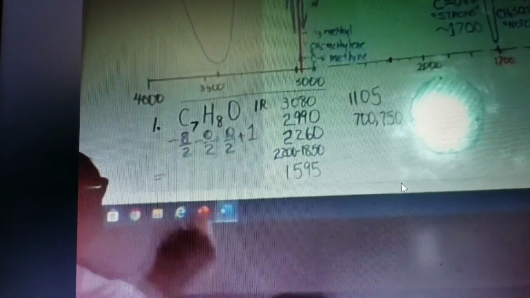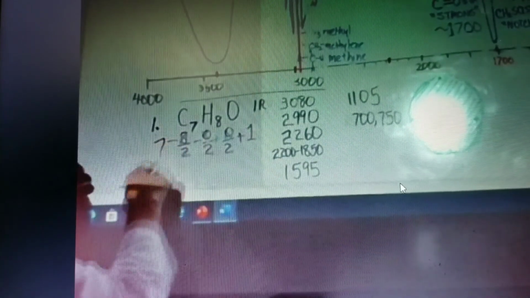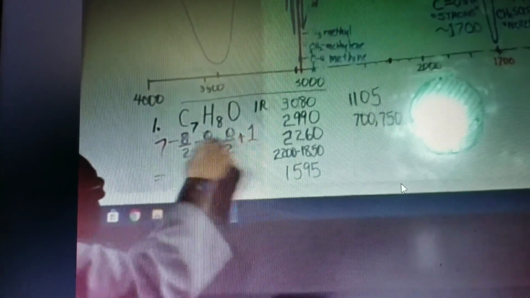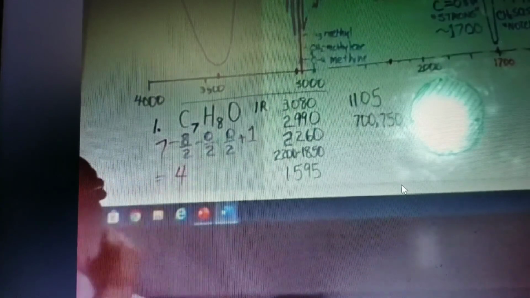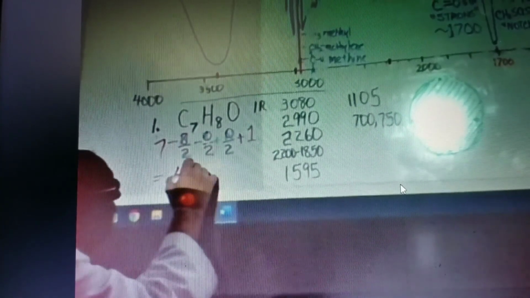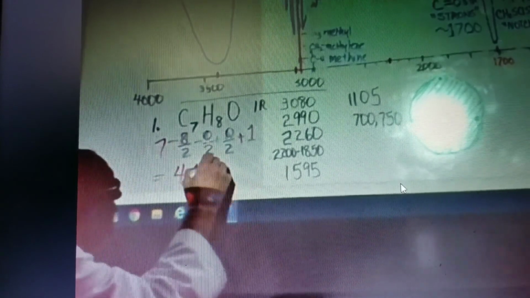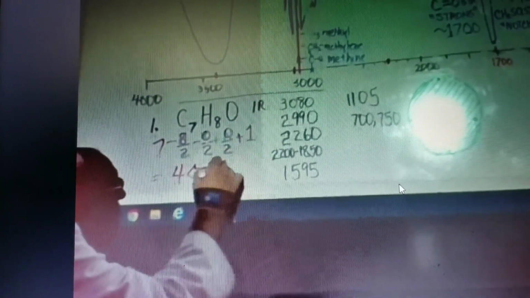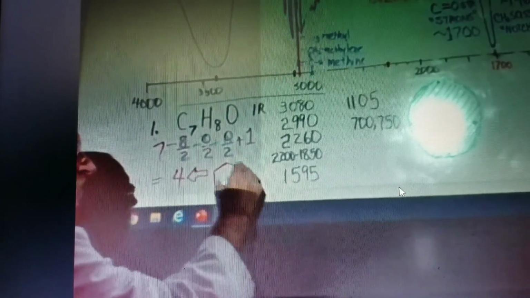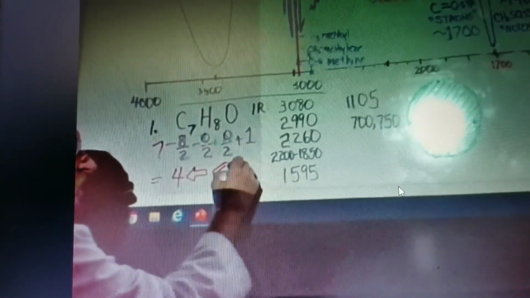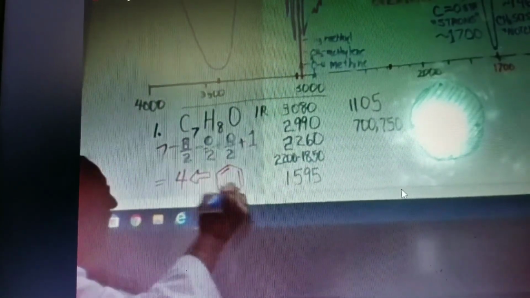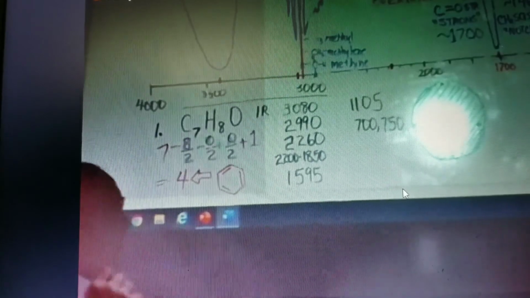Oof, man, I was getting panicky there. So 7 minus 4 is 3, plus 1 is an IHD of 4. Now, in your notes, whenever you have an IHD of 4 or greater, that tells you you have a benzene ring. Pretty much. Because a benzene has 1, 2, 3 double bonds, and the ring makes 4. Follow?